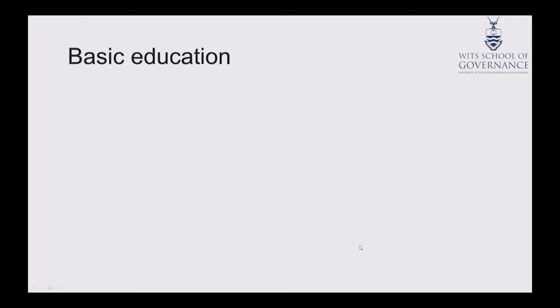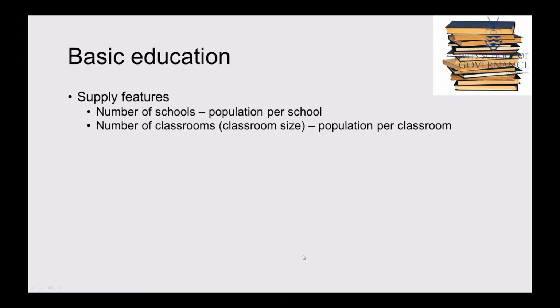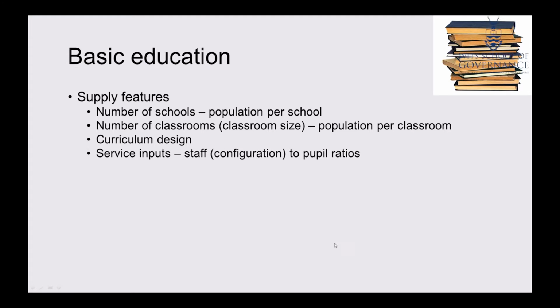If we move on to basic education, the supply features have some similar notions. You've got the number of schools per population, the number of classrooms and classroom size and population per classroom, curriculum design, service inputs, including your staff configuration to pupil ratios, your prices of inputs, namely staff, which you would want to fix up front, and equipment requirements as well.